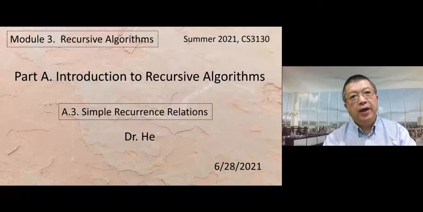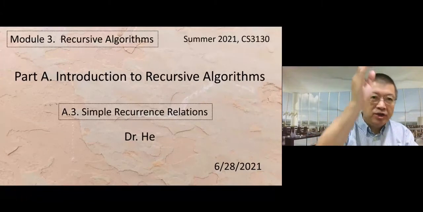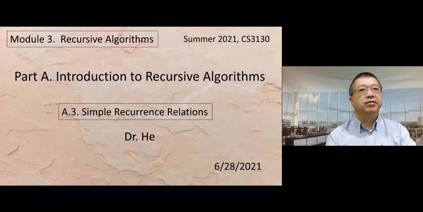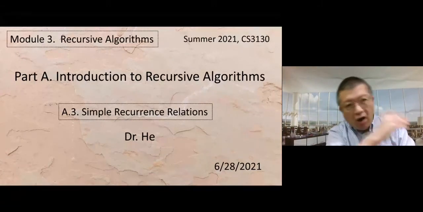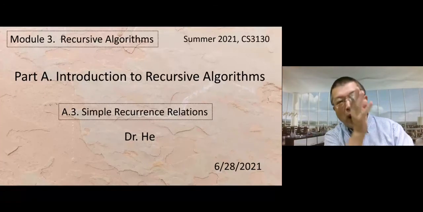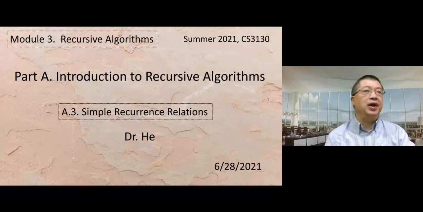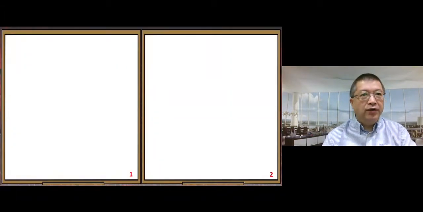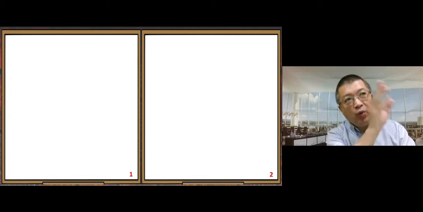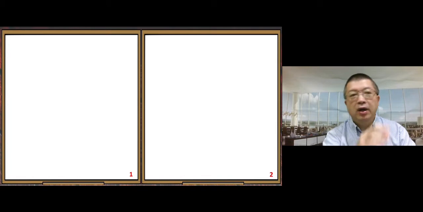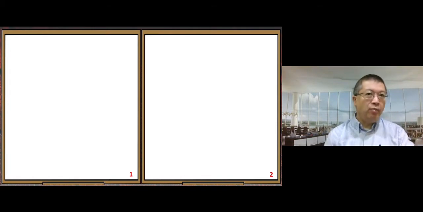Video today, part 8.3, simple recurrence relations. Now we need to solve recurrence relations. But when we start, we want to start with relatively simple recurrence relations. So let's start with the one we have from the Tower of Hanoi problem.